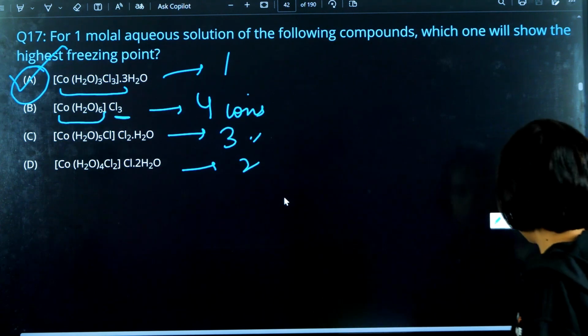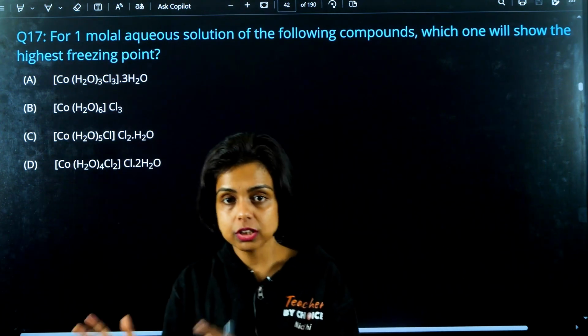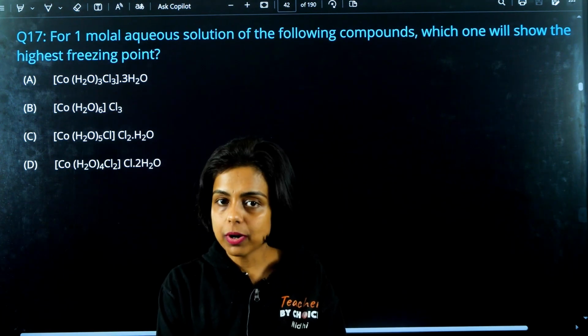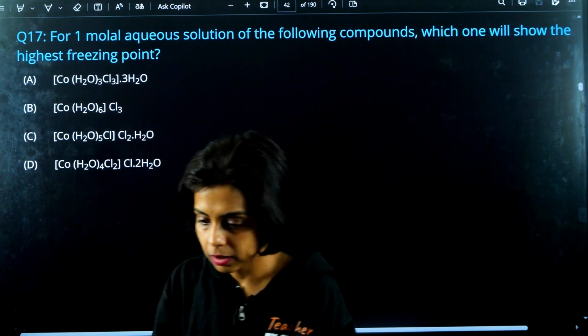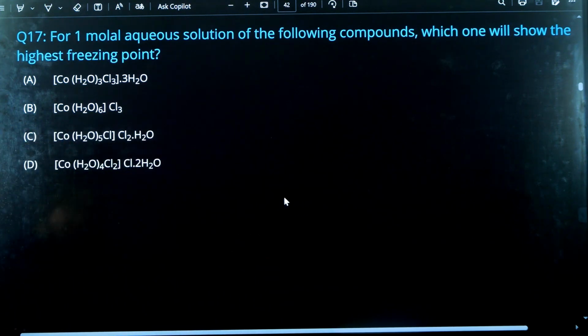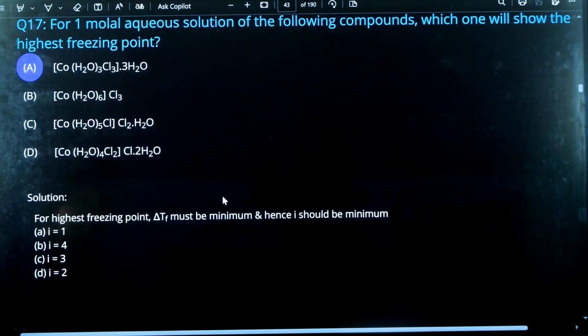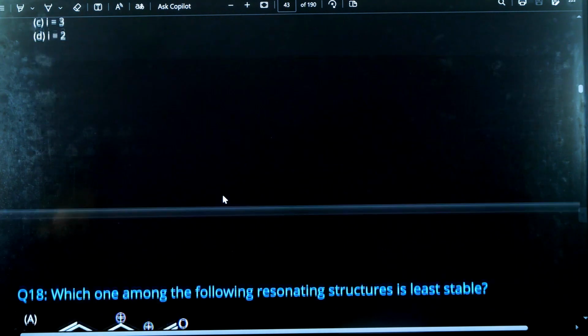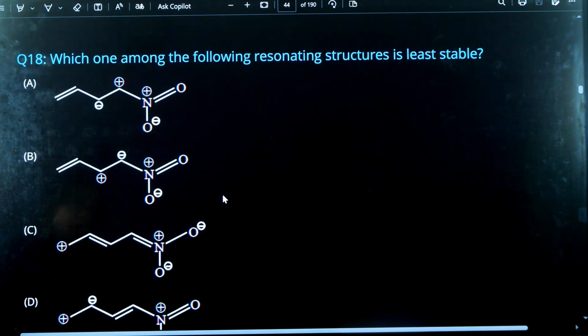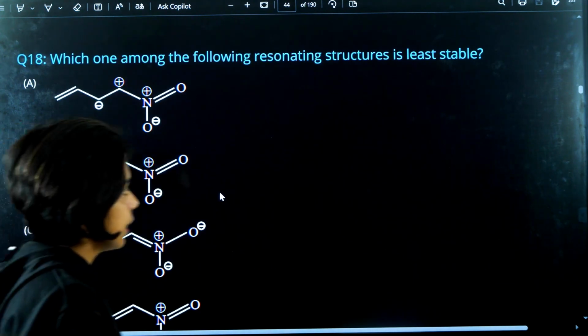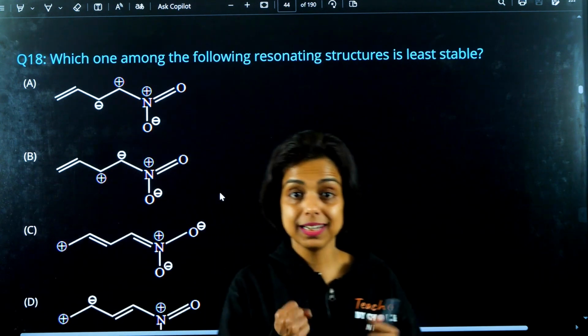Got it? Because the value of the colligative property, the depression or decrease in freezing point, depends upon the number of solute particles. So, not a tough question again. From solution and colligative property, the answer is A. Van't Hoff factor is 1 here. Question number 18: which of the following resonating structures is least stable?